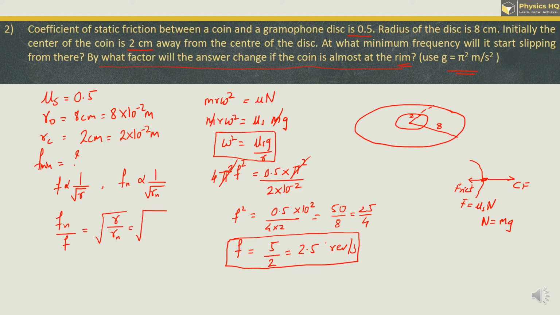Old radius is 2 centimeter, which is 2 into 10 raised to minus 2 meter, divided by the new radius, which is 8 into 10 raised to minus 2. They'll cancel out. What we have is new frequency is equal to root of 1 by 4. So this 10 raised to minus 2 and minus 2 is cancelled, and 2 4s is 8. So when you solve this, the root of 1 by 4 is 1 by 2. So what we find is the new frequency over here is half the original frequency. I hope you all understood.